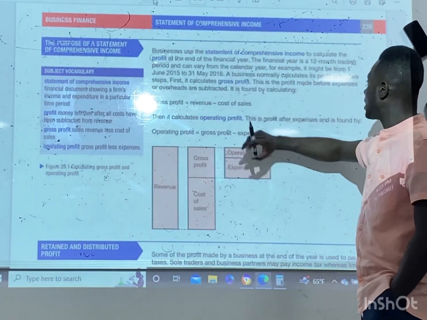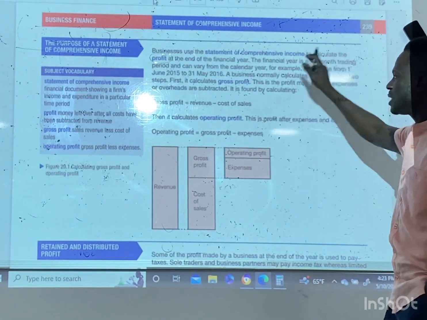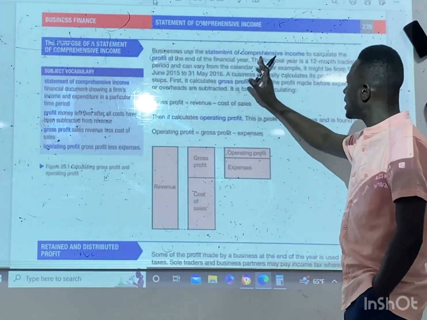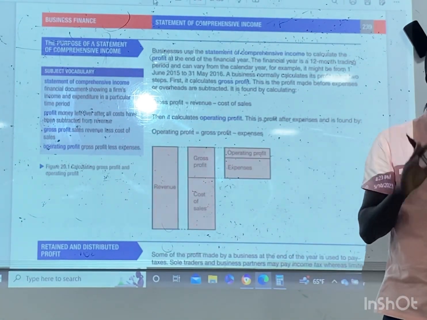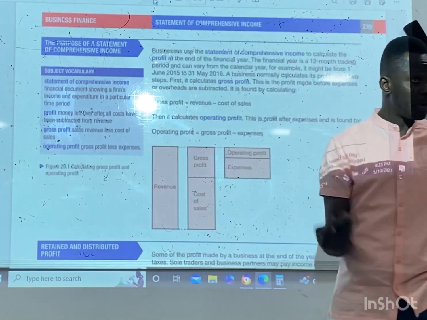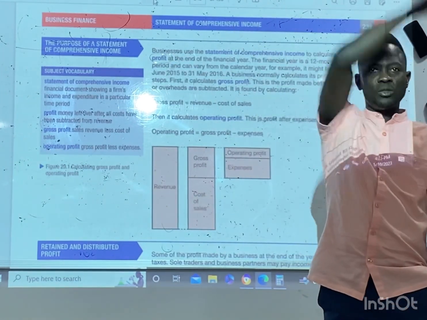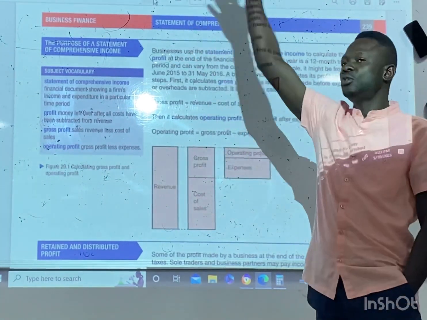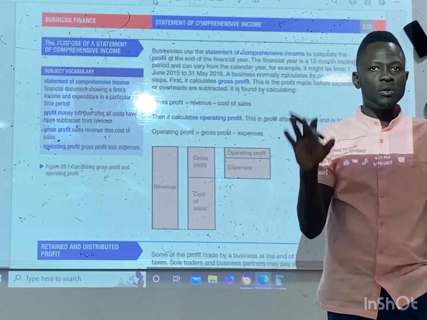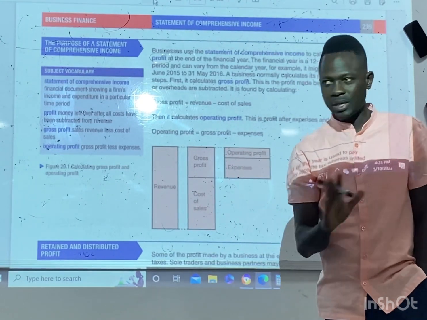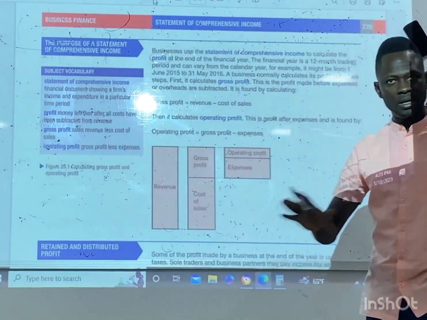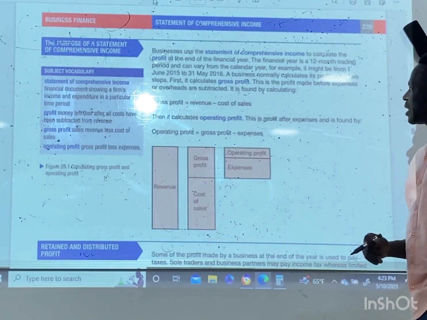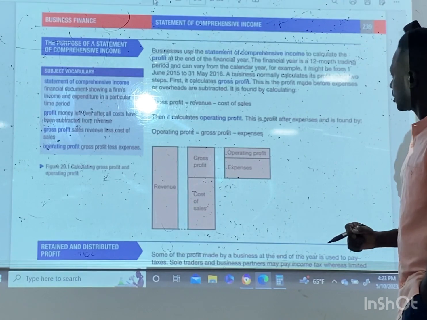So at the end of the financial year, the financial year is a 12-month trading period and can vary from the calendar year. So what they are saying is, the financial year doesn't mean it should be from January to December. It could be from June to May. It will be from July to June. Do you get it? But it has to be 12 calendar months. That is the point. So it doesn't necessarily be January to December. Any question about that? No. Shall we move on? Okay.